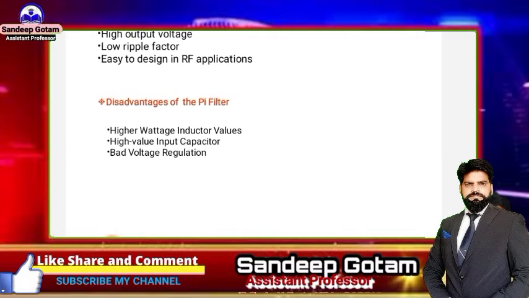When we reach the disadvantages of the PI filter, we have three disadvantages. One is the higher value of the inductor, second we have the high value of the input capacitor, and third we have the bad voltage regulation. So first, higher value inductor is basically needed other than in RF design. As I told you, the application of the RF design is where we are using this PI filter.